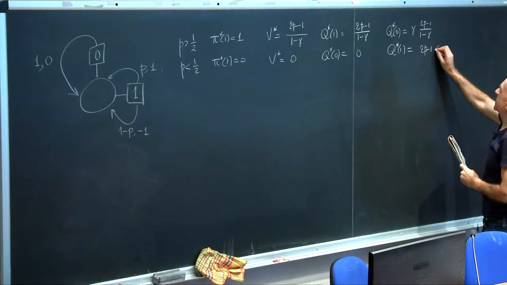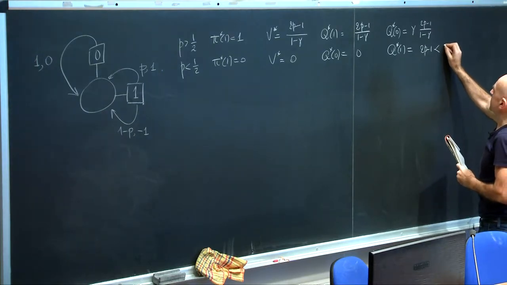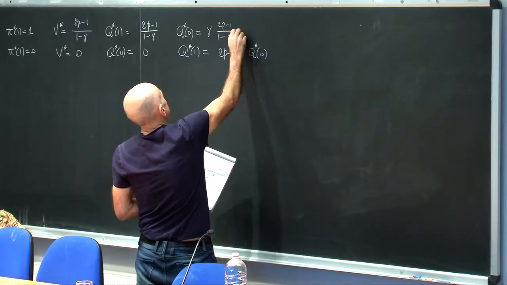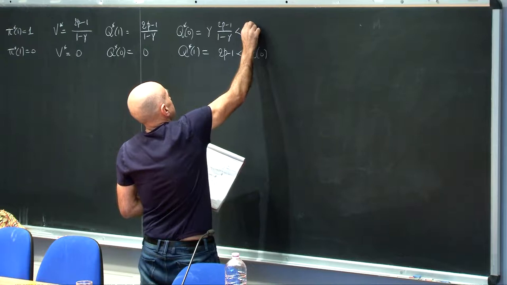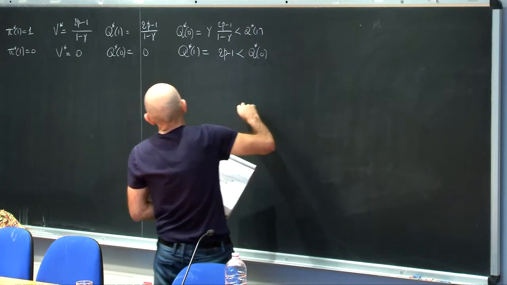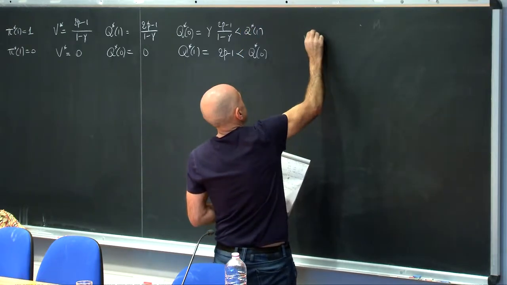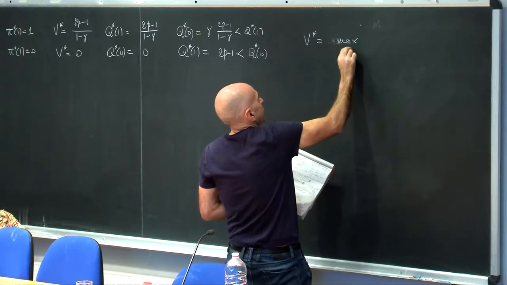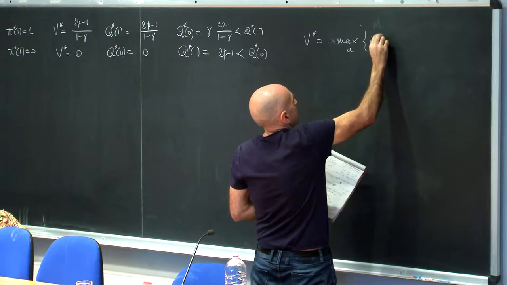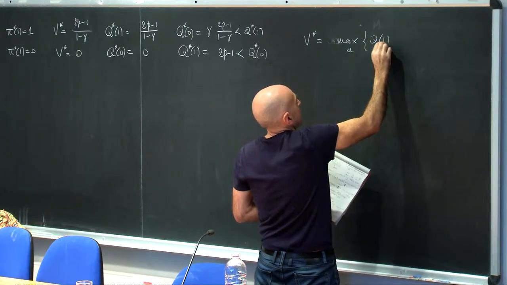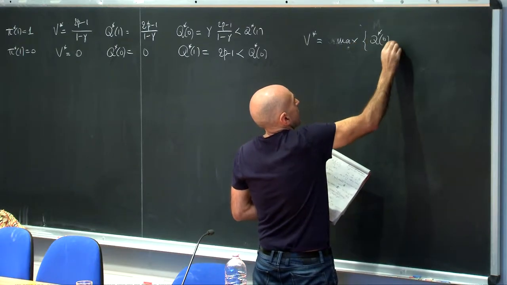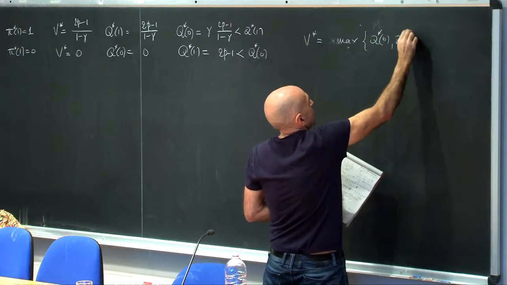Notice that this is smaller than q star 0, and this is smaller than q star 1. And like I said before, remember that V star is always the maximum over all possible actions of Q star. So in this case, it's a maximum between Q0 star and Q1 star, which is verified.